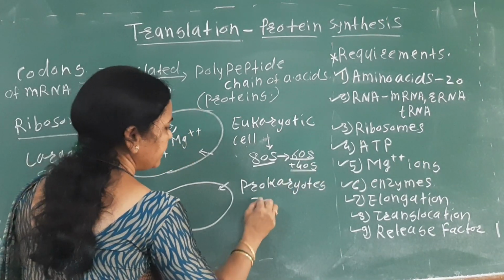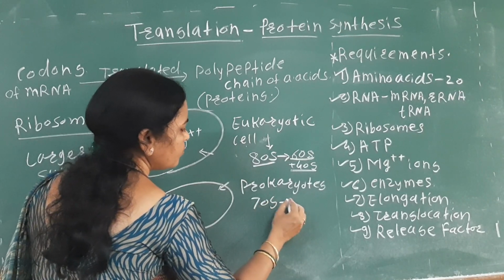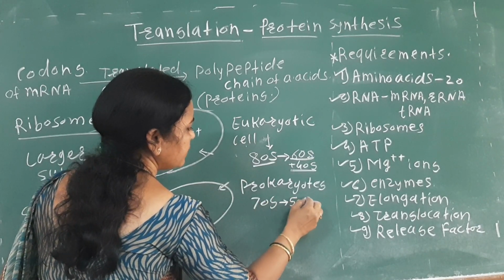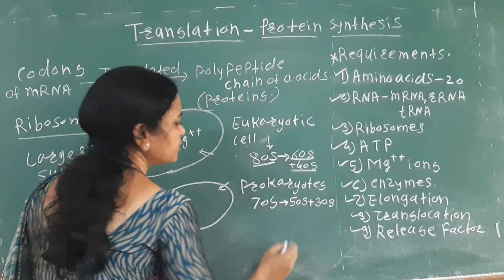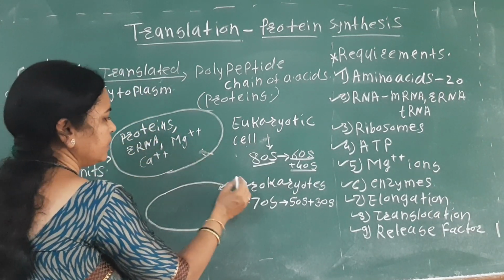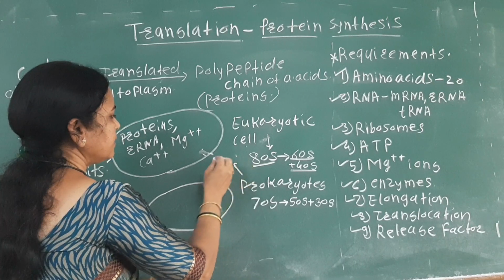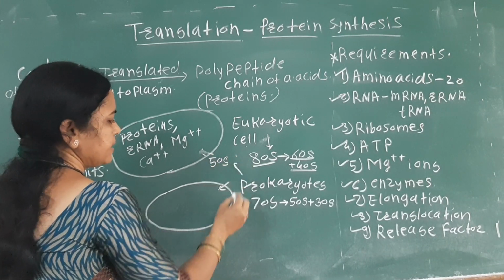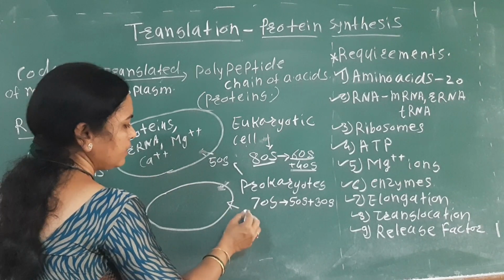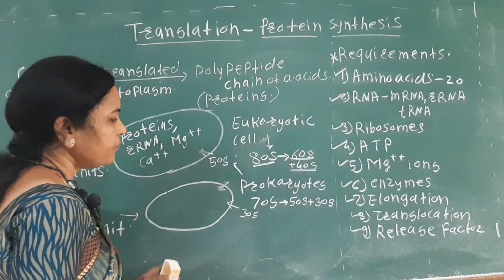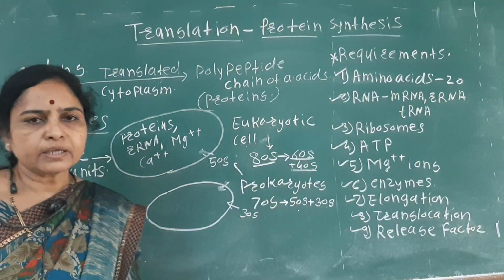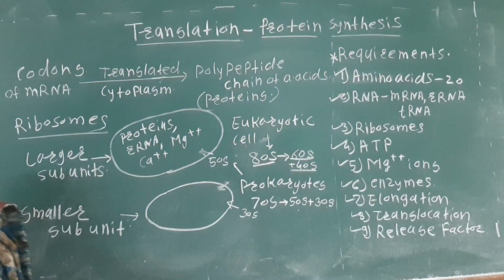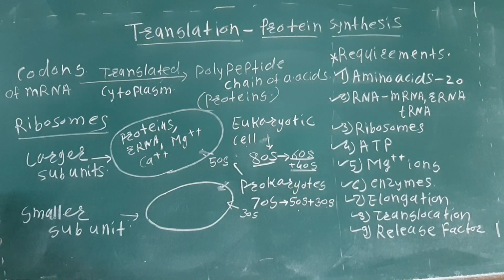It is mainly 70S, out of which the larger subunit is 50S and the smaller is 30S. So in the prokaryotic cell, the larger subunit is 50S and the smaller subunit is 30S. When the 50S and the 30S combine together, they produce the 70S. Here S means the Svedberg constant.